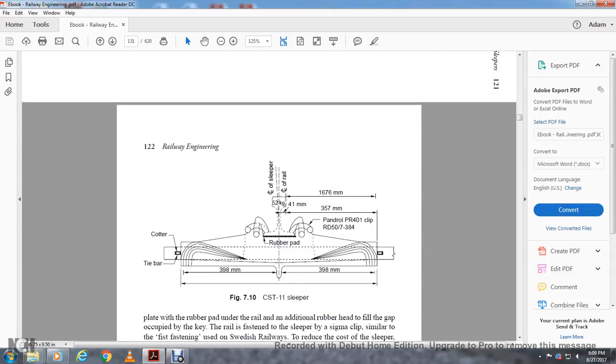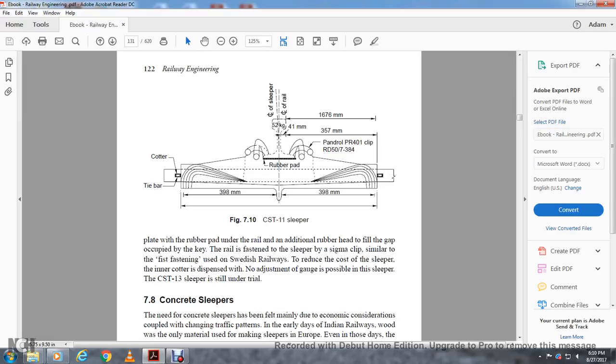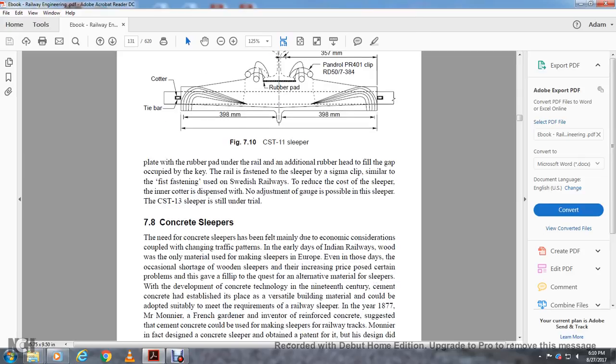Like the CTS-10 sleeper, it has the rail, rubber pad, Pandrol clip, cotter and tie bar. A plated rubber plate is under the rail, with an additional rubber pad to fill the gap, keeping the rail fastened with the sleeper, the Sagma plug clip, similar to the fastening of the Swedish rail. To reduce the cost of the sleeper, the inner cotter is dispensed with, and a non-adjustable gauge is possible. The CTS-13 sleeper is still under trial.